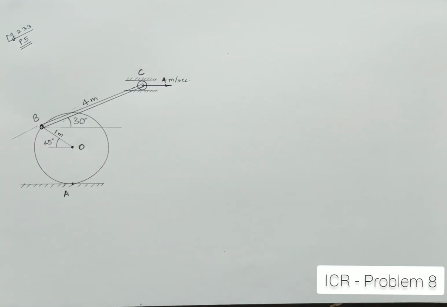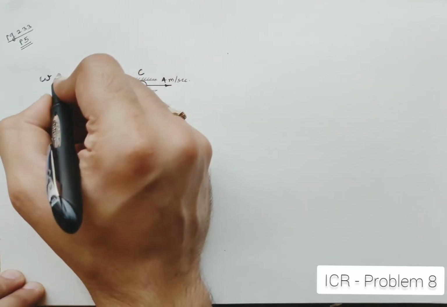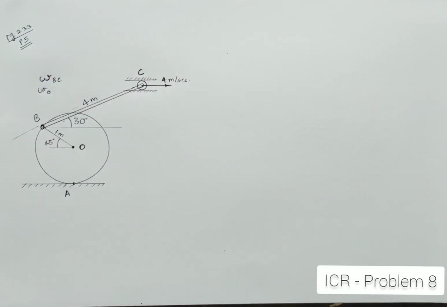So let us find out the angular velocities, and for that I'll just first of all write down what is to be found out. So we are just finding out omega BC and omega O. Okay, so these are the two things that we need to find out.